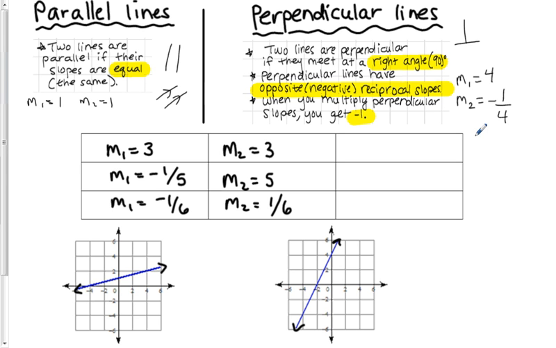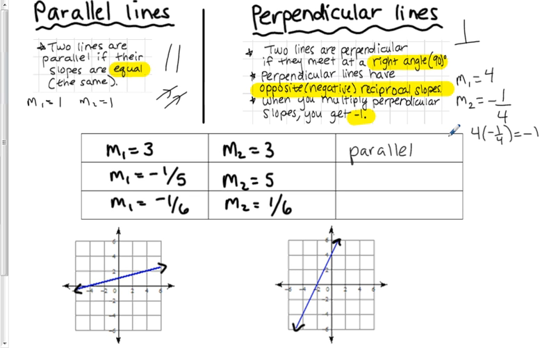And if you multiply them, so 4 times -1/4, you should get -1, and you do. So that means that those two lines are perpendicular. So let's test out our skills here. If slope 1 is 3 and slope 2 is 3, those two lines would be parallel. They have the same slope. So that's pretty obvious.